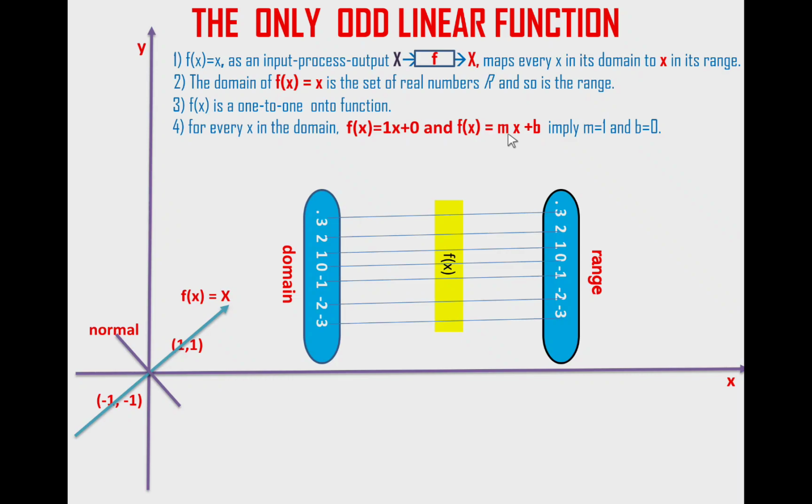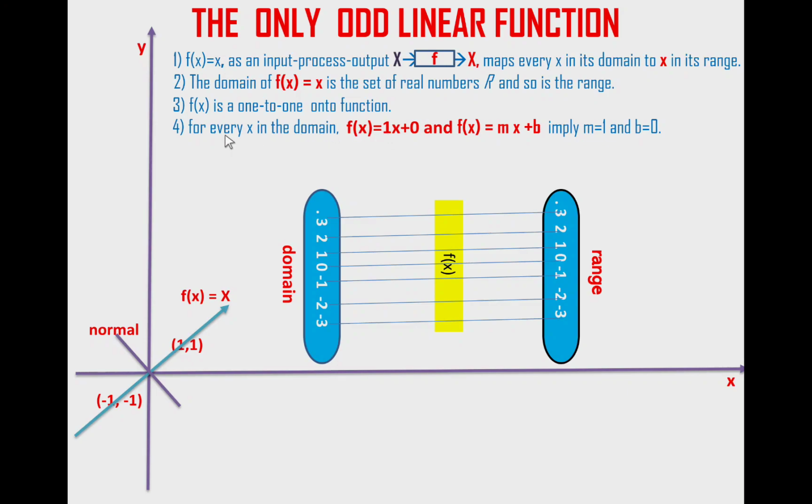If we look at the x factor here, it is m, and the x factor here is 1. And if we look at the general formula, it has a constant added to the x component, and here we have 0 added to the x component. That means b must be equal to 0 and m must be equal to 1 for this general formula to be applicable to this function. And it has to be applicable because this function is linear.